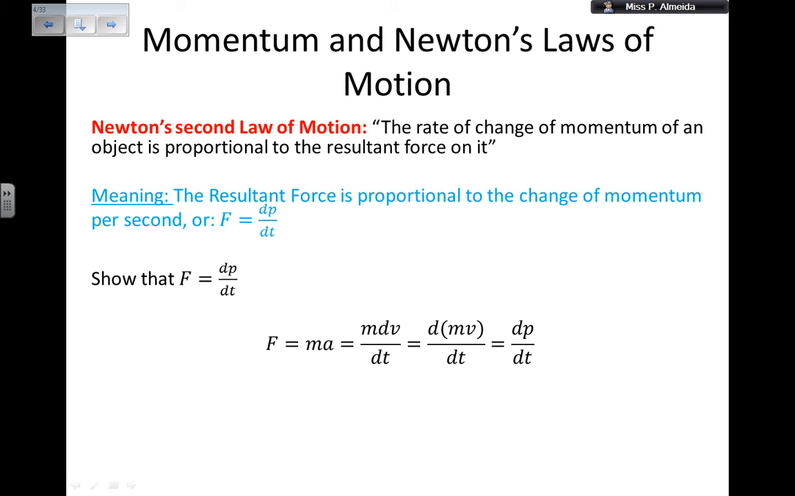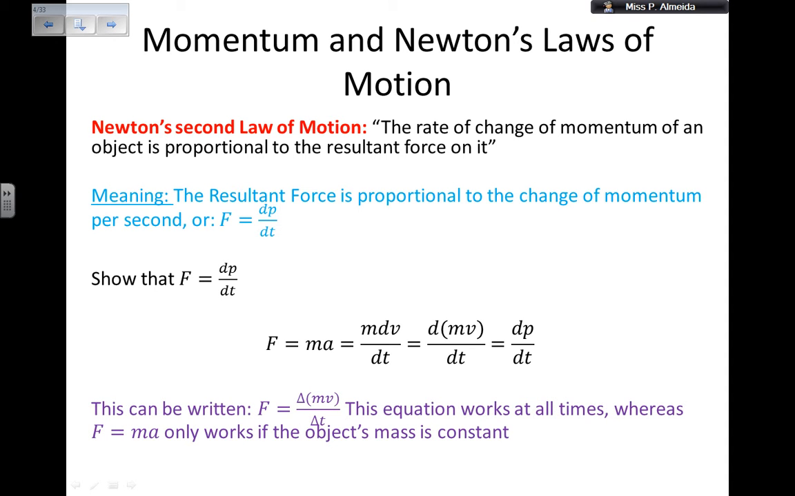So again, because the mass is going to be constant, it doesn't matter if I have it inside or outside the derivative, I think that's how you call it in maths. So I can put d(mv) over dt equals the force. But mv is momentum, so I just show that dp over dt equals force, okay?